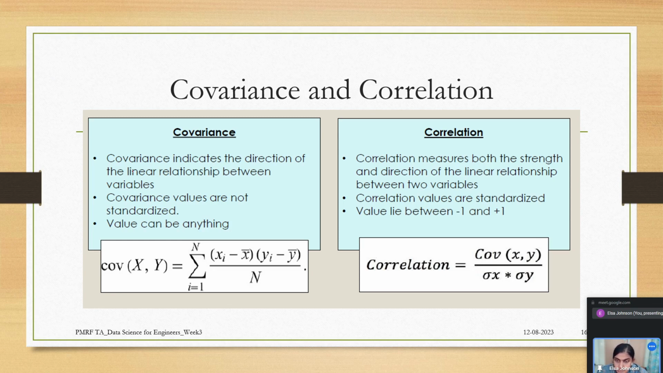Okay, so now you will be checking between two variables. There is a set of x values and a set of y values, and there will be a total number.